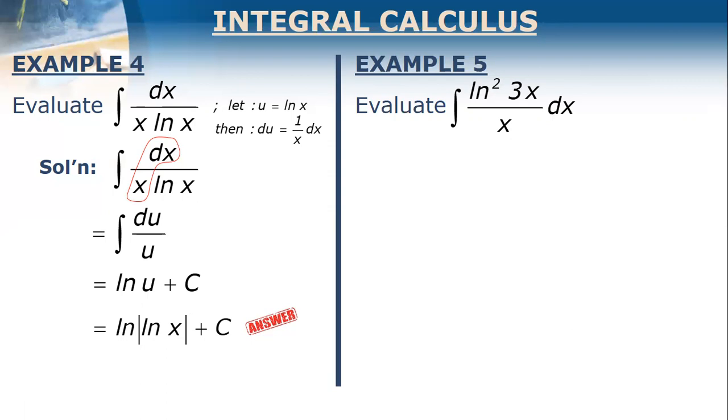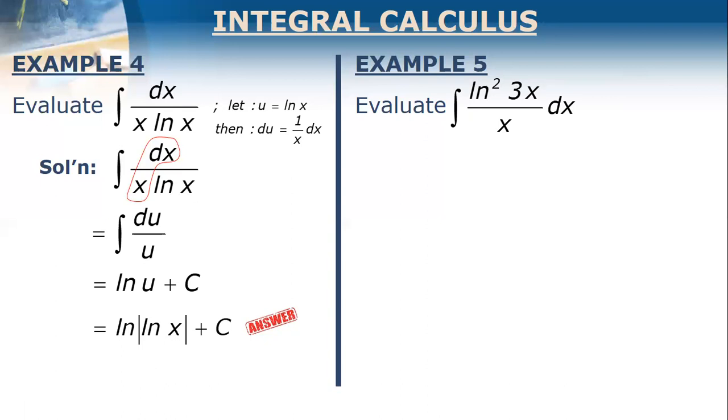Number 5. Evaluate ln squared 3x over x dx. Okay. Now, if you are confused with this, ln squared 3x is just ln 3x raised to the power of 2. But when you write it, it's ln squared 3x. It's the same as cosine squared theta. It's actually cosine theta quantity squared.